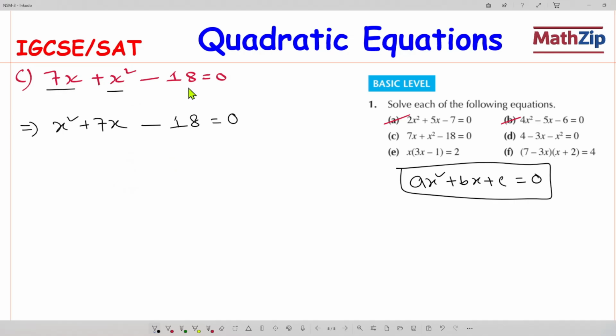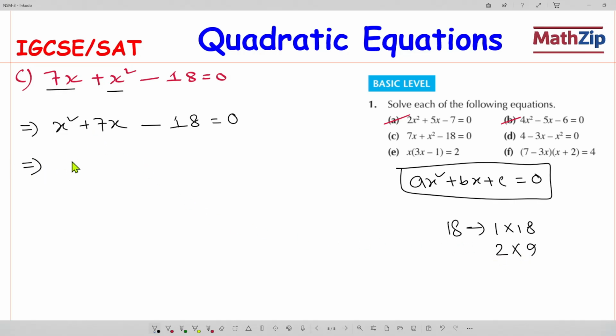Now here is 18 and here is 7x. So we need to find the numbers which when multiplied give 18, and when subtracted or added give 7. Like 18, once we factorize, 1 times 18 is 18, but it's not possible, because 18 minus 1 or 18 plus 1 will not become 7. So again 2, so it will be 9. Now look, 9 times 2 is 18 and 9 minus 2 is 7.